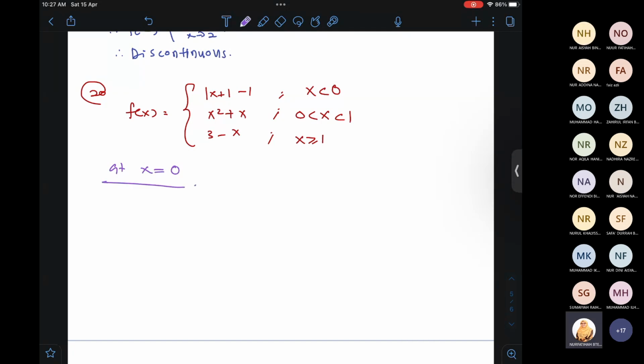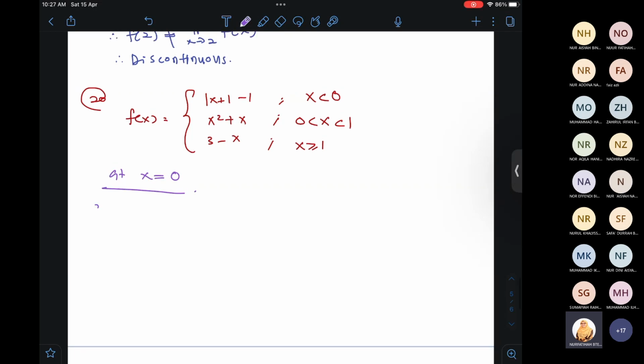Actually, if you look at the piecewise function, we can get the answer. How? Because of the interval symbol, there is no equal sign. At the top there is no equal sign, and at the bottom part there is no equal sign either. So automatically we cannot find f(0). So f(0) is undefined. But we can find the limit. Automatically it is discontinuous. You don't need to find the limit, actually, because we already know f(0) is undefined.